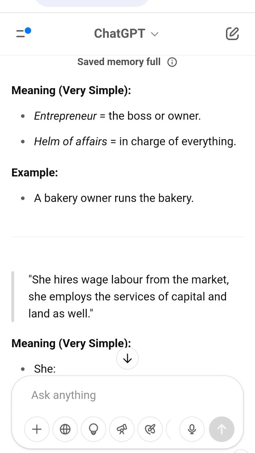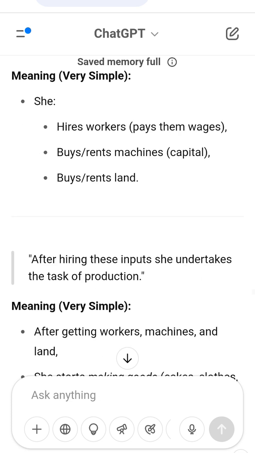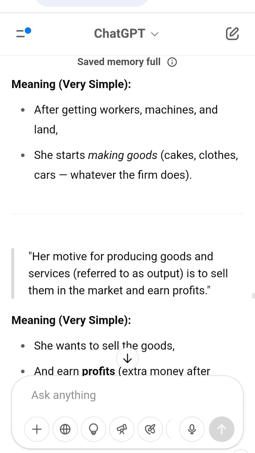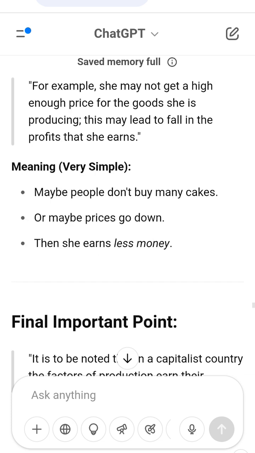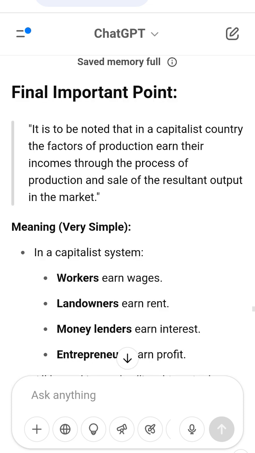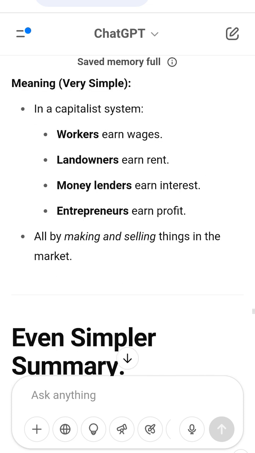Now 6. Firms in capitalist economies. A firm equals a business or company that makes goods or services. A firm is managed by an entrepreneur, the business owner. What the entrepreneur does: hires workers, pays them wages, uses machines, land and money, produces goods or services, sells them in the market to earn profits. Running a firm always involves risk. Sometimes the goods don't sell well. Profits can go up or down.